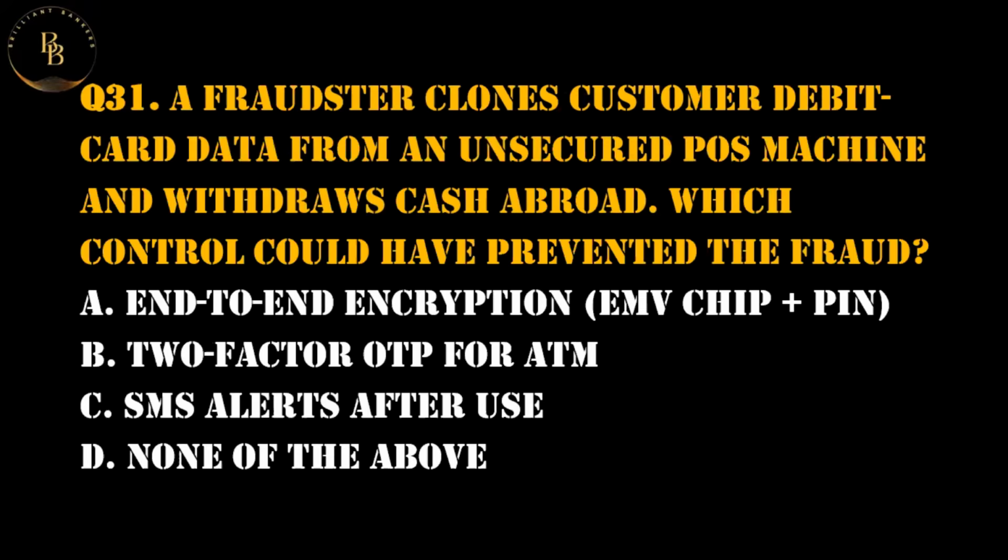Which control could have prevented this kind of fraud? Whenever you are having an EMV chip plus a PIN, it eliminates the static magnetic strip duplication by using dynamic cryptograms. RBI mandated EMV migration in 2018. So the right answer is end-to-end encryption, that is by EMV chips plus the PIN.